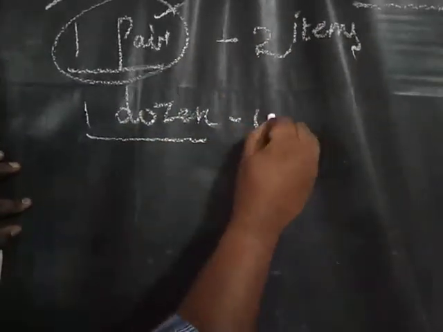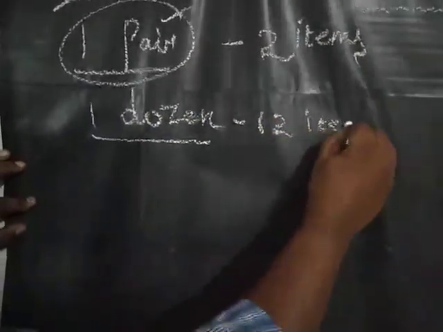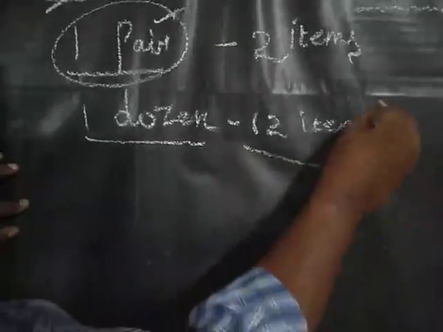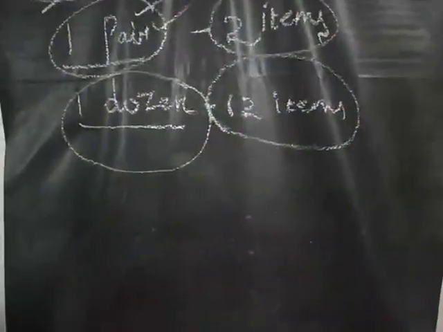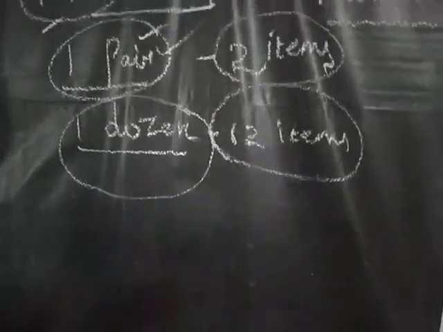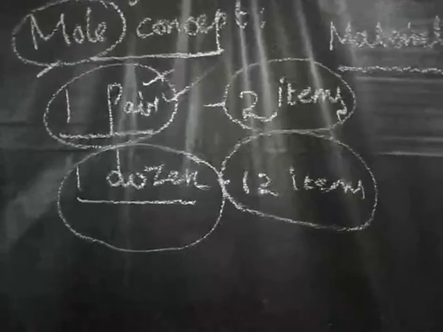One dozen means how many items? 12 items. So 12 items are considered as one dozen. In the same way, two items are considered as one pair. In the same way, we measure things or materials using some units.